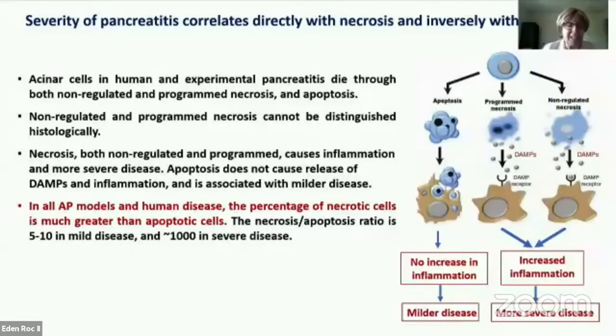The data indicate that acinar cells in human and experimental pancreatitis die through necrosis and apoptosis. Both non-regulated and regulated necrosis cause rupture of plasma membrane, release of DAMPs, triggers of inflammation, and damage of neighboring cells. The severity of pancreatitis directly correlates with the amount of necrosis. Apoptosis, which does not stimulate inflammation and cell damage, is associated with milder disease.